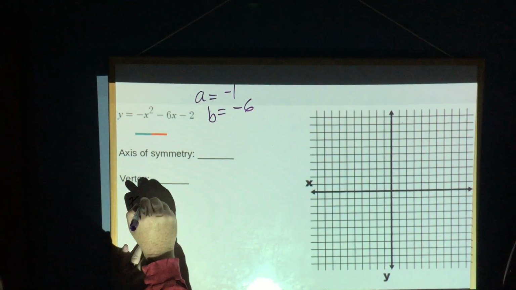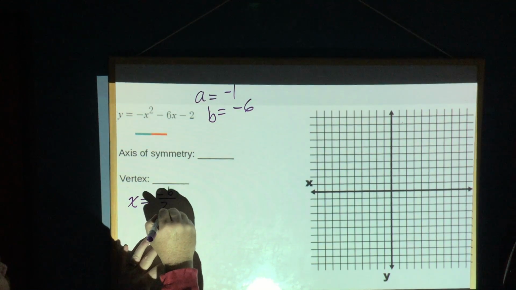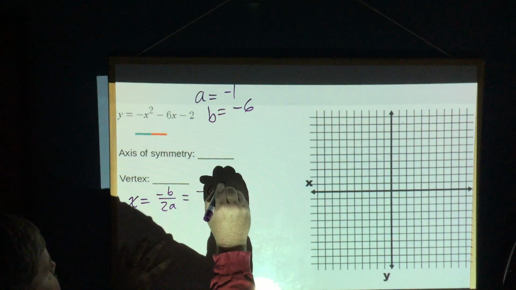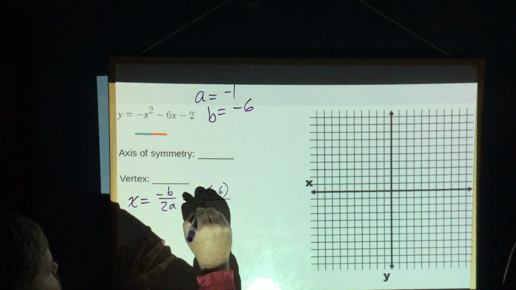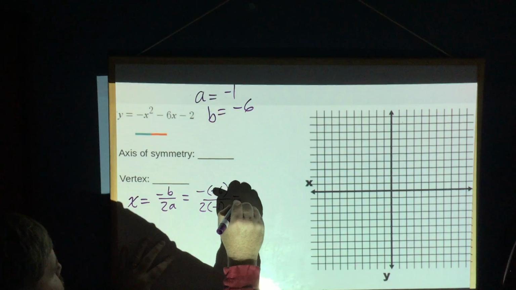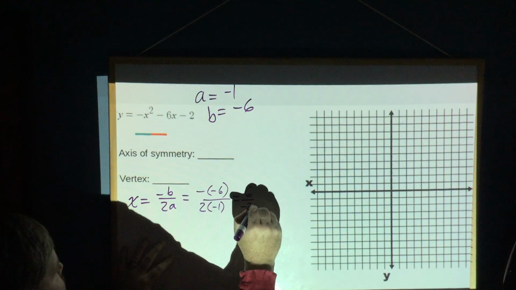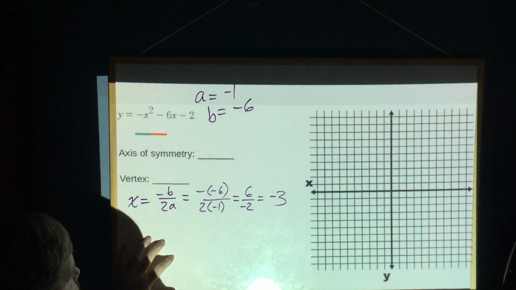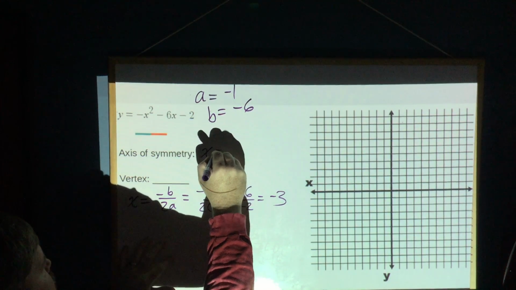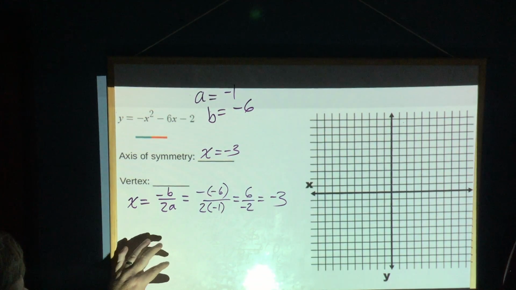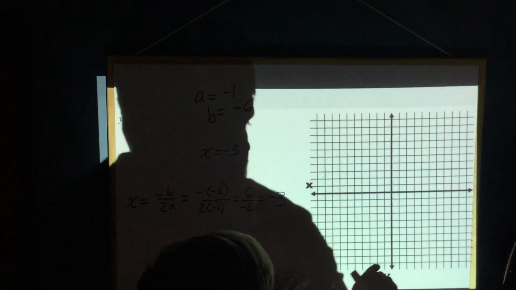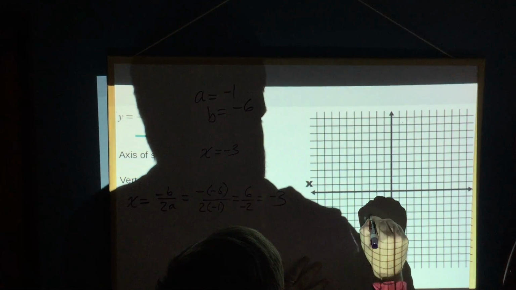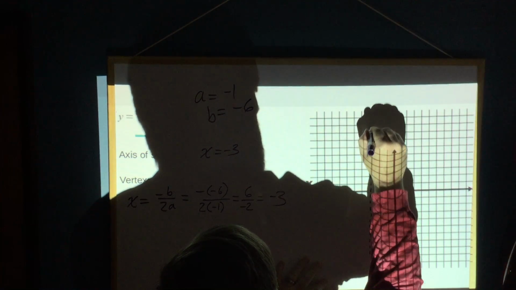So start with our x equals -b over 2a formula. That's the opposite of -6 over 2 times -1. It's +6 over -2, that's -3. So the axis of symmetry is x equals -3. And let's see, 1, 2, 3, so let me put my dashed line here.